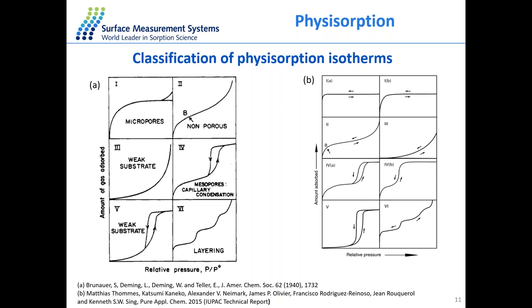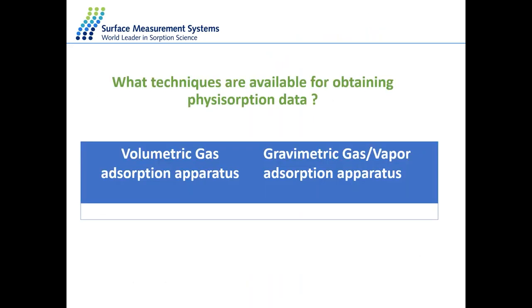Characteristic features of these type 4 and type 5 isotherms are the hysteresis loops, which are associated with capillary condensation taking place in mesopores, and the limiting uptake over a range of high P over P naught. Okay, so now we've done the theory for adsorption. Now how can we obtain the physisorption data that can actually be used to characterize the catalyst?